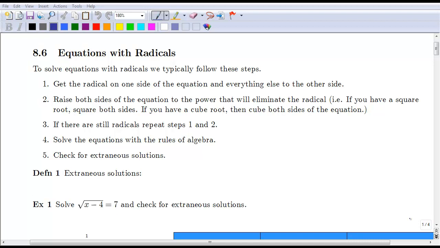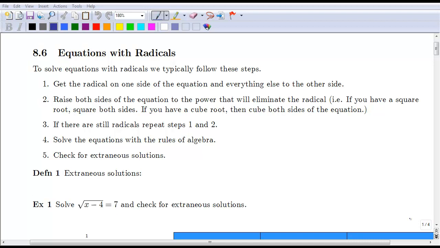Now, it's possible that you might have more than one radical. If you just simply have two radicals, then you just want to set them equal so that you can get rid of things. But if you have two radicals and another number or another expression, for instance, you usually want to get the radicals on the one side and everything else on the other side. So this is usually the rule that you want to follow.